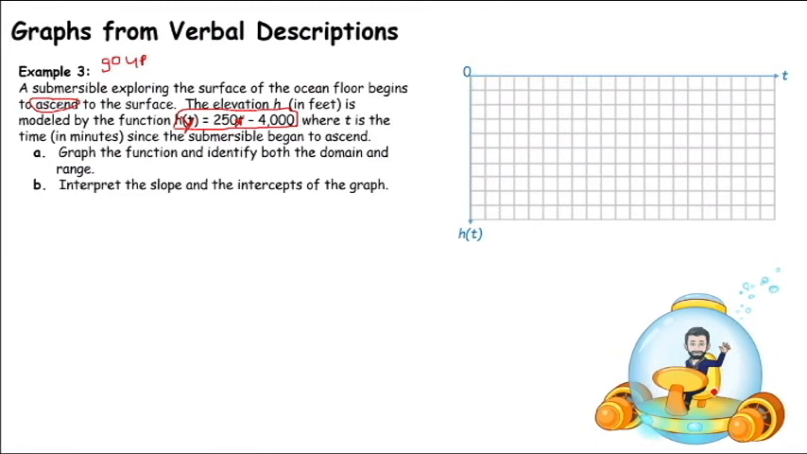Now, since I'm talking about a submarine and going up as time passes, I know I'm only going forward in time, so I don't bother to draw the left side of my coordinate plane. I also know that the submarine is not going to go above the surface of the water, so I do not bother to draw the top part of my coordinate plane. I'm only focusing in on the portion that I need for this graph.